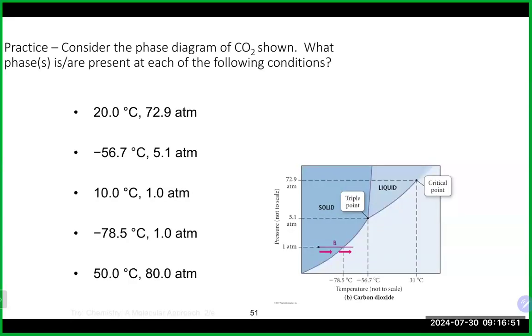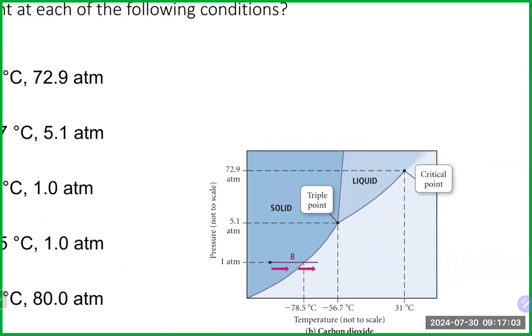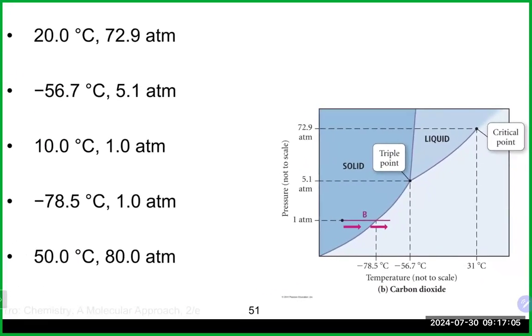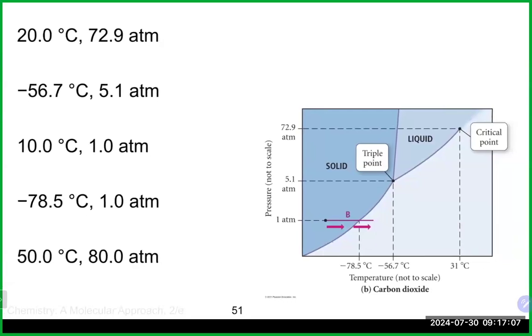All right, so for each of these conditions, using this phase diagram that we see down here, what phases would CO2 be in? So take a moment, look at the diagram, and figure out, based on the temperature and pressure there, what phases we would expect CO2 to be in, and obviously gas would be here. Okay, so let's take a look and see.